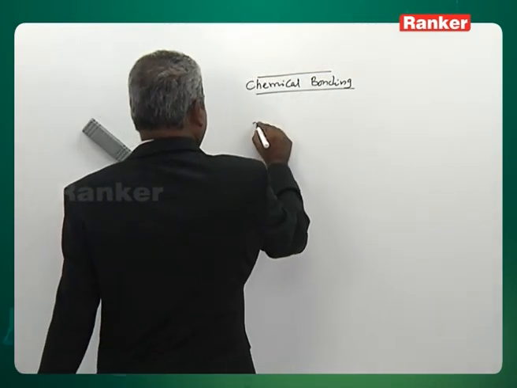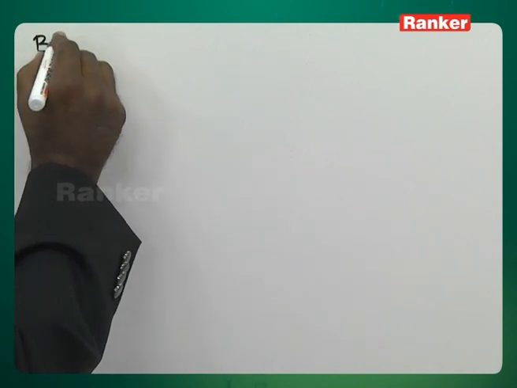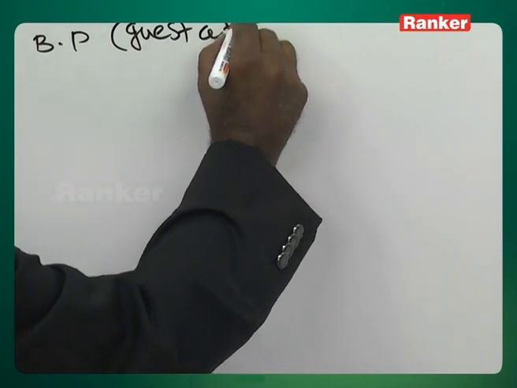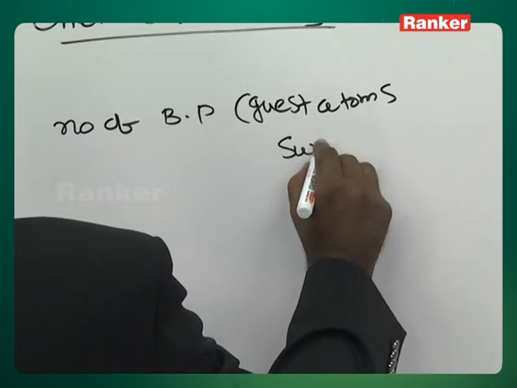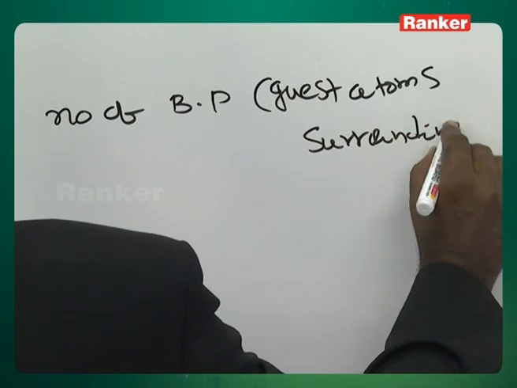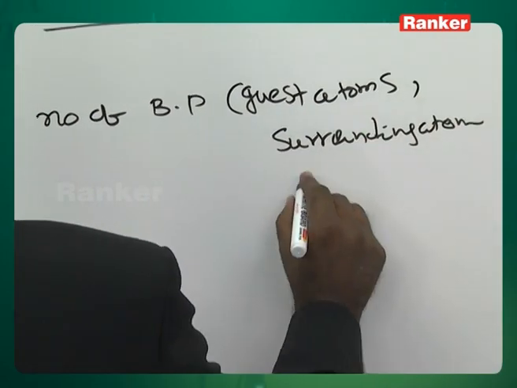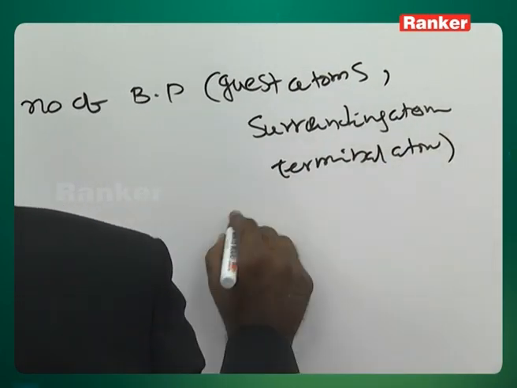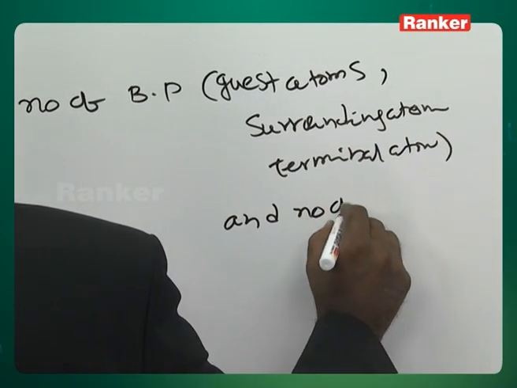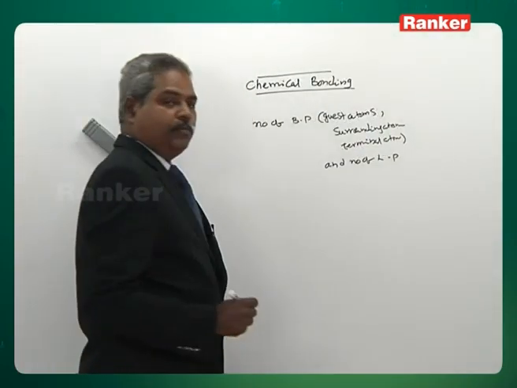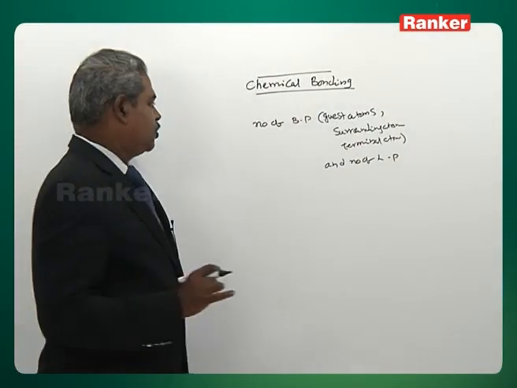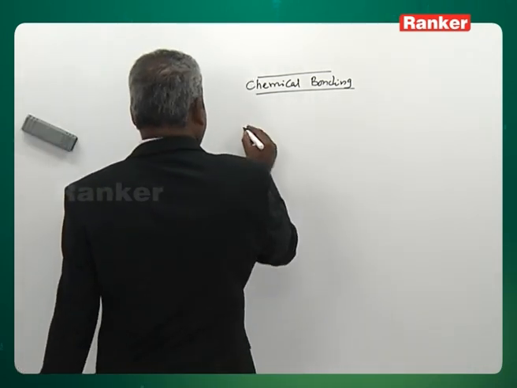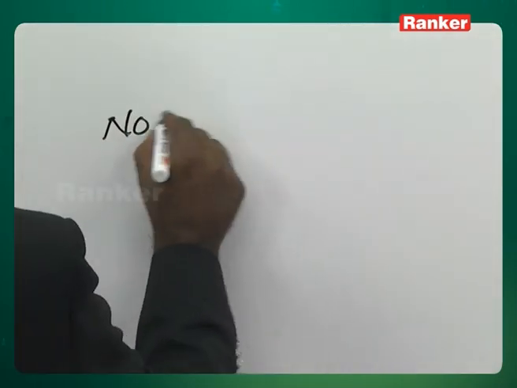Now, shape depends on what? The shape of a molecule depends on number of bond pairs, guest atoms, surrounding atoms, terminal atoms, number of bond pairs and number of lone pairs. That's all. It depends on the number of bond pairs and the number of lone pairs. So, most importantly, before we try to find shape, we should find the number of lone pairs.